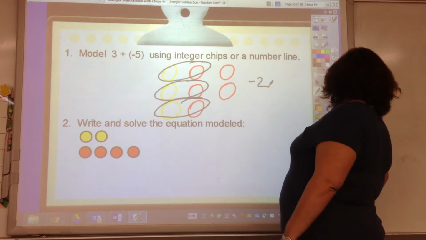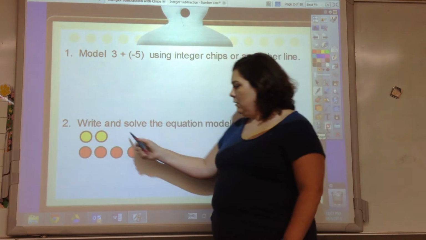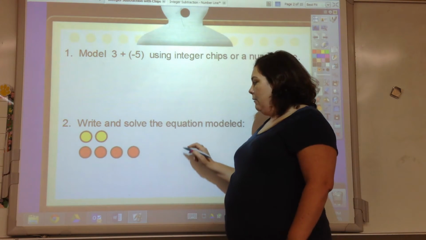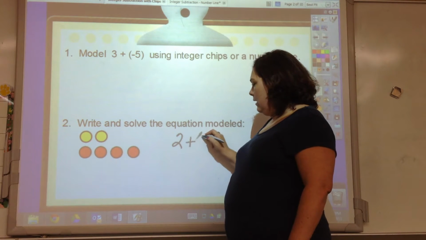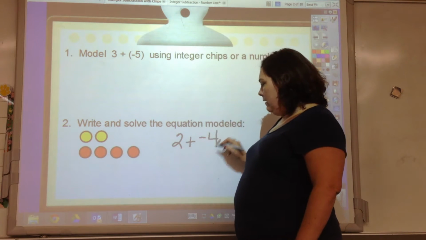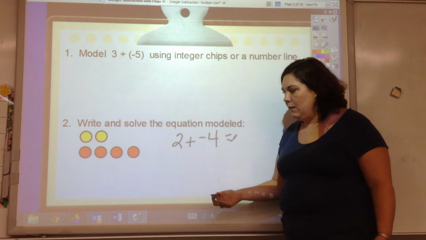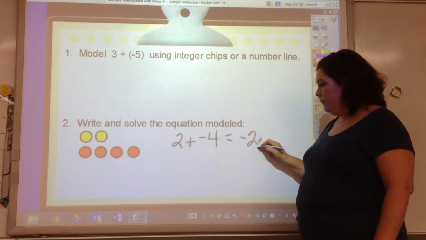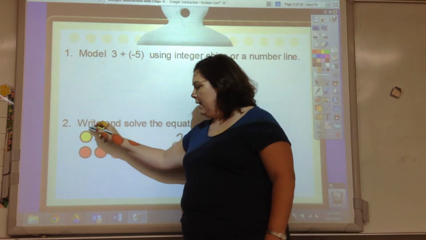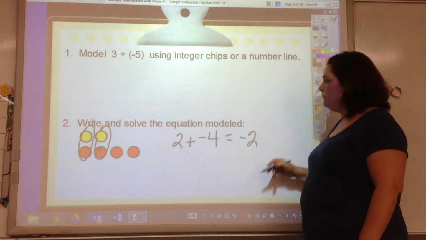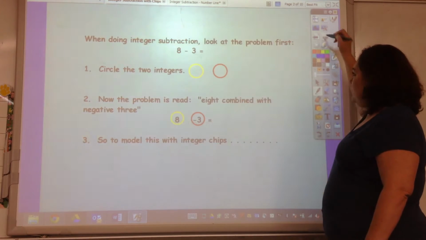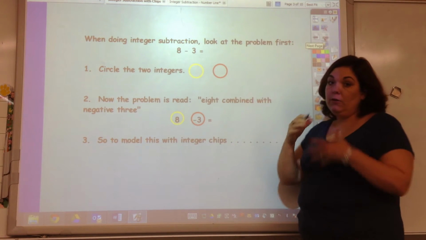And then this is combining, and we have +2 plus a -4. And of course our answer would be -2, because these would 0 pair, these would 0 pair, and we would have -2. So now let's look at subtraction, because we looked at adding.